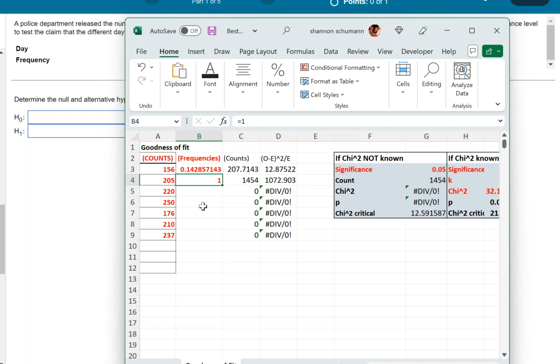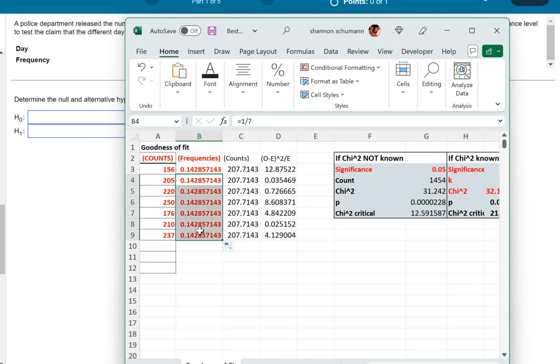Whoops, not 1 divided by 7. And then actually I can just fill this down. And you can see as I'm filling this down, everything over on the right is filling in as I go. So now it's all completely filled in. Okay, there's our significance. Here's your chi-squared value. Here is your p-value, and here are your critical values.